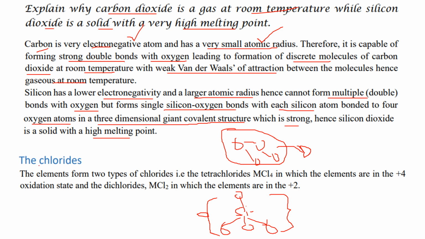So let's look at the chlorides that are present in group 4 elements. The elements form 2 types of chlorides. We have the tetrachlorides, which are present in the +4 oxidation state. We also have the dichlorides, which are present in the +2 oxidation state.